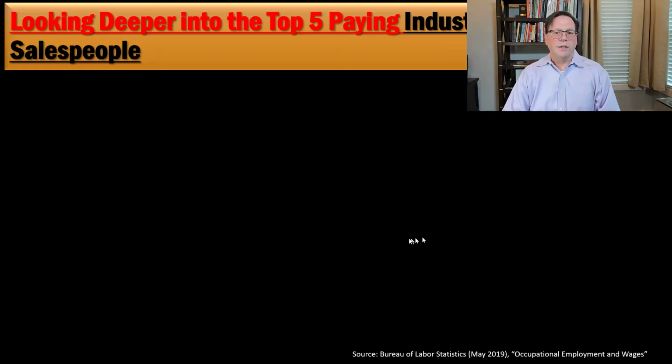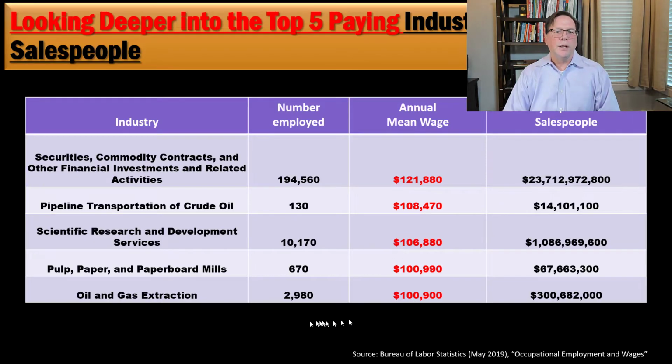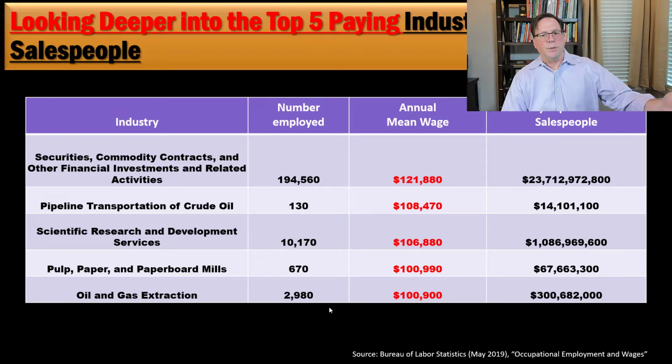So those are some of the takeaways from the data to this point. I want to look a little deeper at the top 5 industries for salespeople. Again, not top 5 in number, but the top 5 paying are basically in financial services. If you're selling financial products, investment products, brokerage kind of work, there are a lot of people who work in that, and that's one of the highest paying areas.